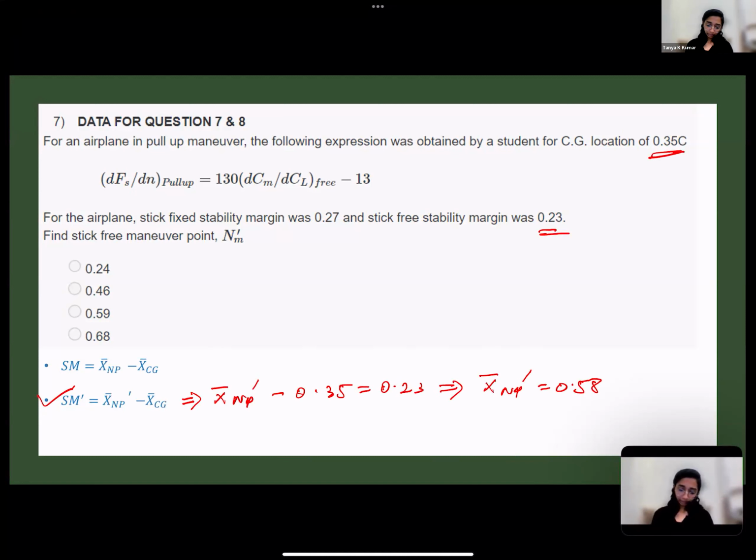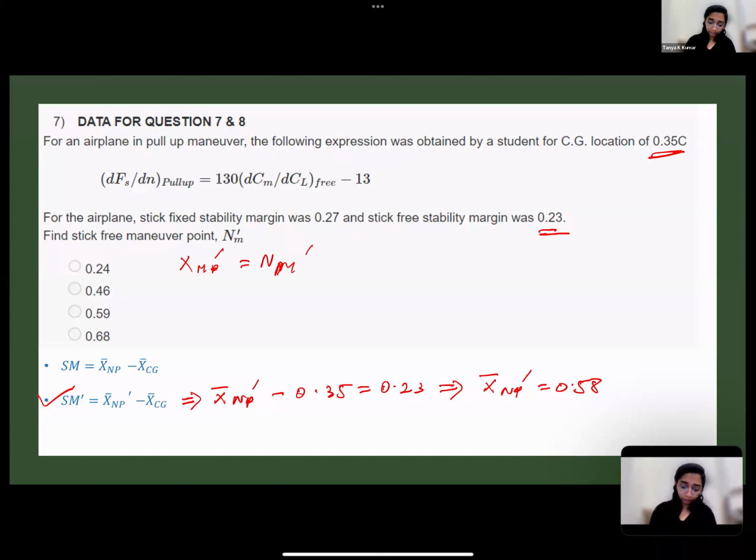Okay. Then we use the condition. They've asked you for the stick free maneuver point. In this question the notation is different. The maneuver point notation in the question is NM prime, and we are using XMP prime. It's the same thing.